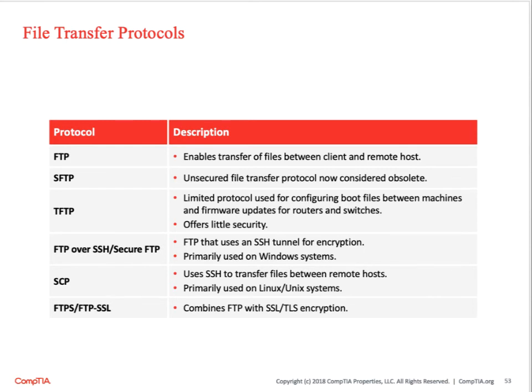Then we have Secure Copy Protocol, that's SCP. This is going to use SSH to securely transfer computer files between a local host and a remote host, or it could also be between two remote hosts. SCP can also be implemented as a command line utility that is going to use SCP or SFTP, and that way it's going to perform secure copying. This is primarily used on Linux and Unix.